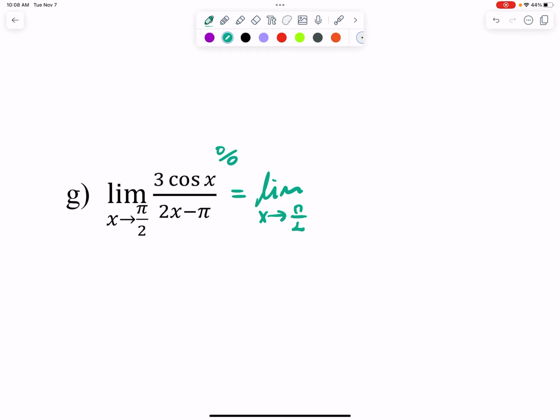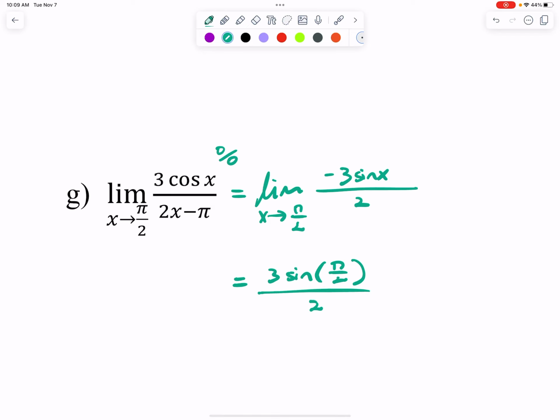derivative of 3 cosine would be -3 sine of x. And derivative of 2x minus pi would be 2. So then using direct substitution, sine of pi over 2 is 1. So this would be negative 3/2. And that's it.